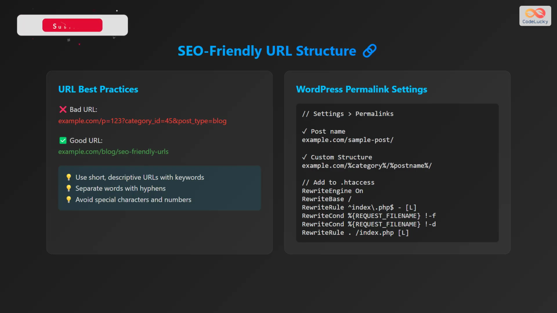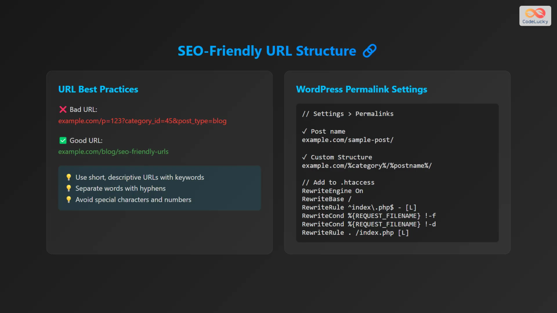Now, let's look at how to create search engine optimization-friendly uniform resource locator structures for your WordPress website. A bad uniform resource locator looks like this: example.com/?p=123&category_ID=45&post_type=blog. A good uniform resource locator looks like this: example.com/blog/SEO-friendly-URLs. Here are some uniform resource locator best practices.